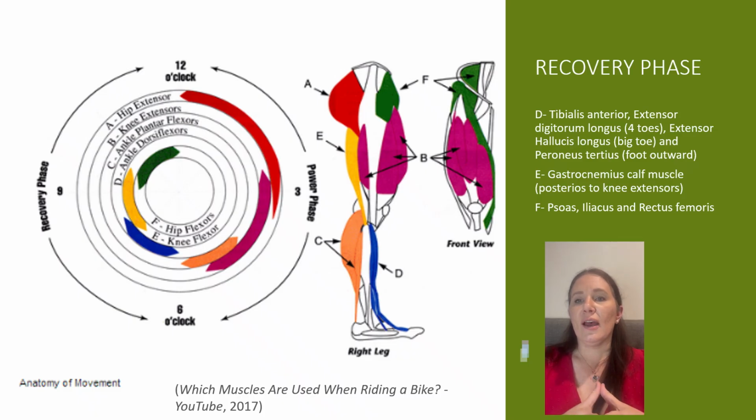Also, we look at E, which is in yellow or gold, and that is the gastrocnemius calf muscle. So it's posterior to the knee, towards the back. And then the psoas muscle, the iliacus, and the rectus femoris, which is F, in the green, and that's kind of at the front. And that helps create the flexion in the hip.